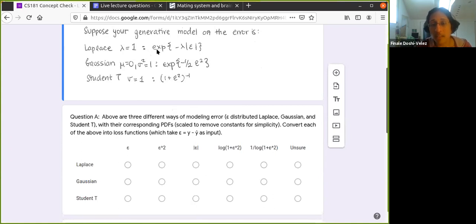When we take the log, we end up with this negative lambda times the absolute value of the error. And then we flip the sign again to switch between minimizing loss and maximizing likelihood. So we end up with this absolute value of epsilon term over here.